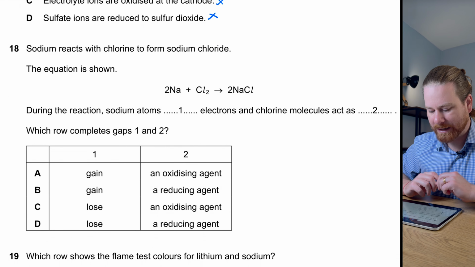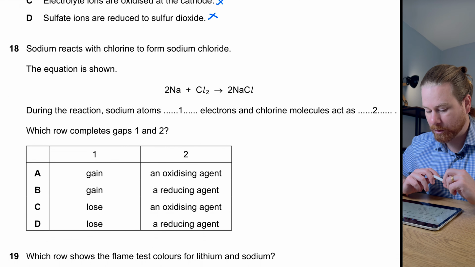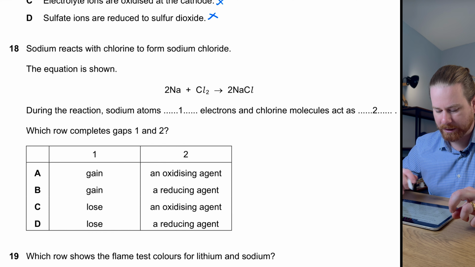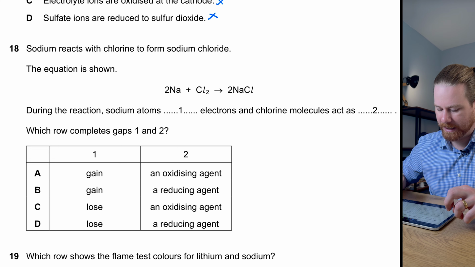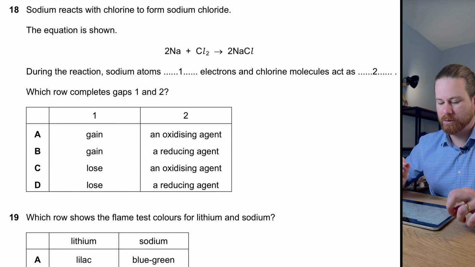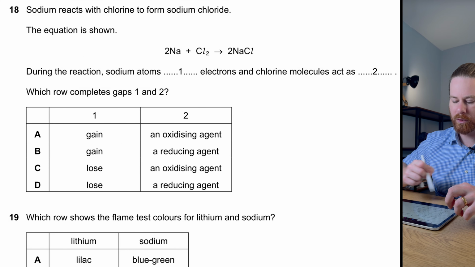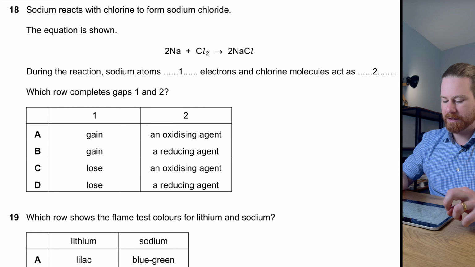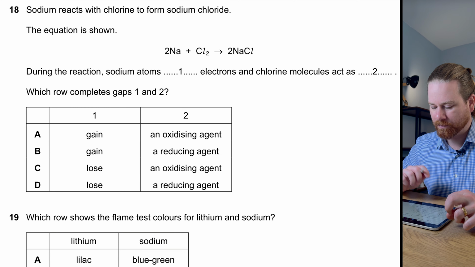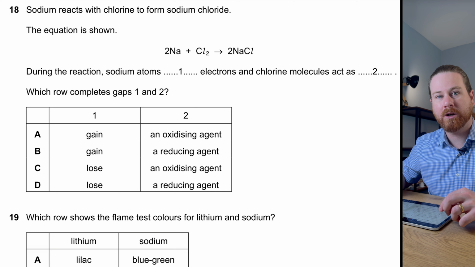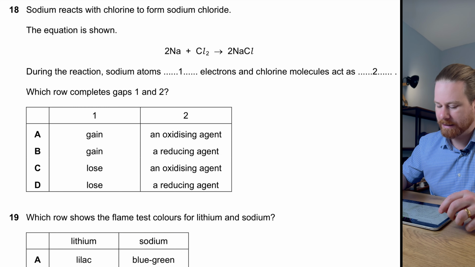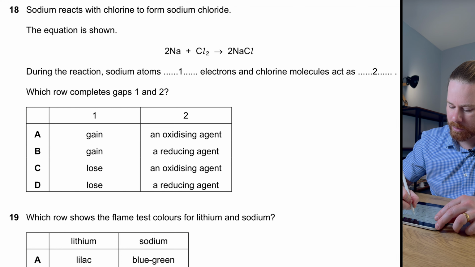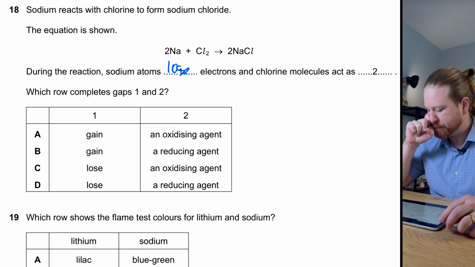Sodium reacts with chlorine to form sodium chloride. The equation is shown. Very nice. During the reaction, sodium atoms blank electrons and chlorine molecules act as blank. Which row completes 1 and 2? Well, we've got all the possible combinations, so let's think about what's going on first before we look at our options. Sodium, when it goes from an element to a compound, is always losing electrons.